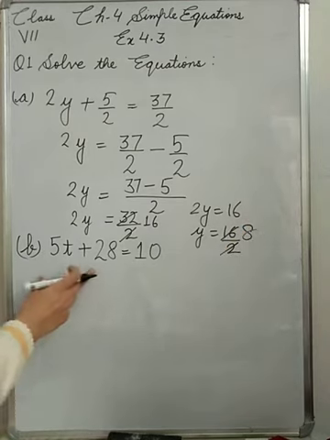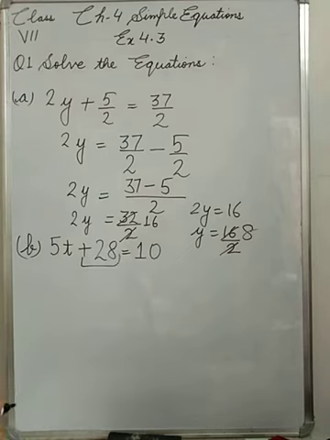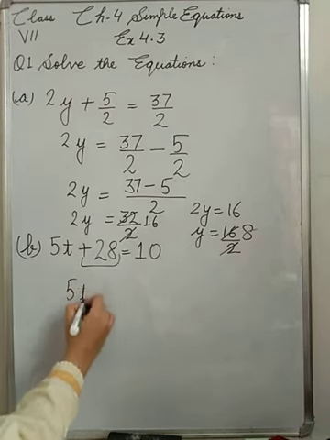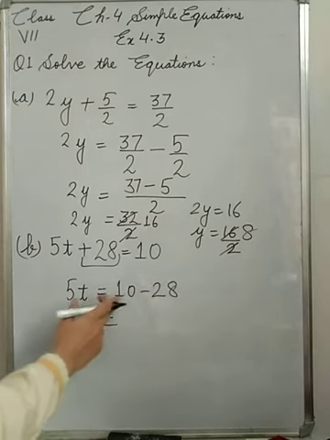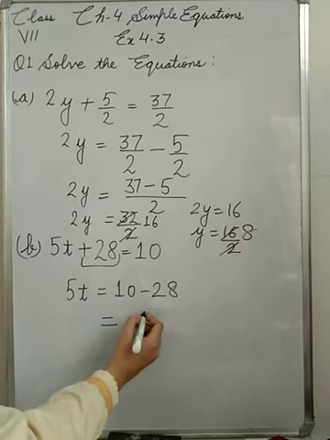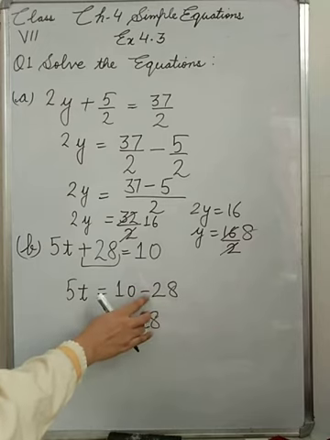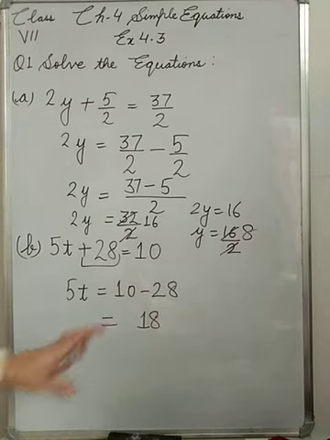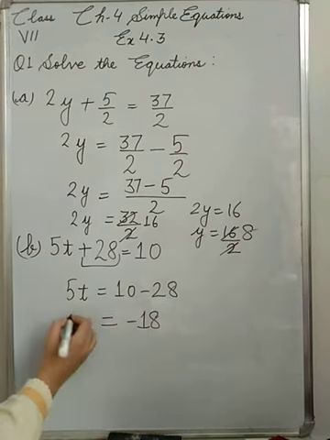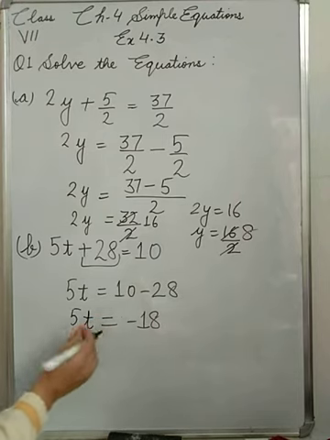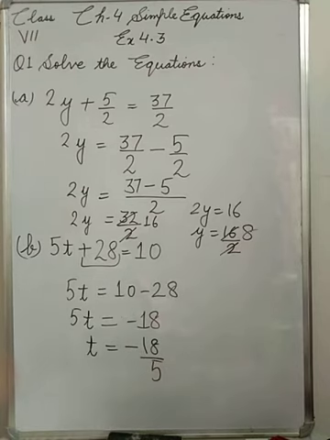Okay, now see, 5t plus 28 equals 10. Here plus 28, move to the other side, it will become minus. So it will be 5t equals 10 minus 28. Okay, see, minus 28 minus 10 will be 18. Now the sign which is before the greater number: 28 is greater, so we will apply minus here. Okay, now 5t equals this. Here 5 is in multiplication. Move to the other side, it will be in division. So this is your answer.